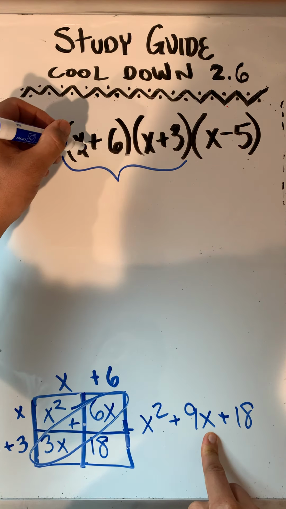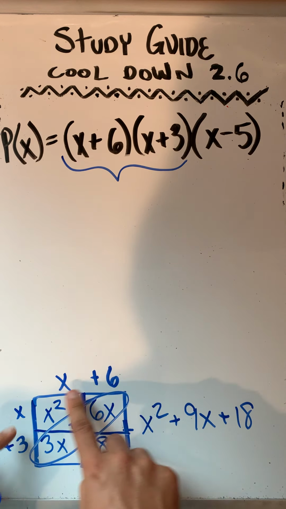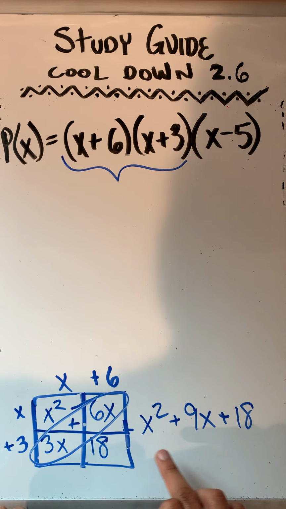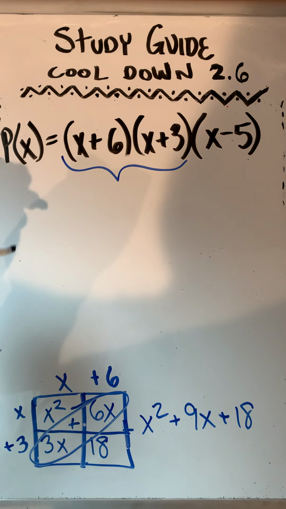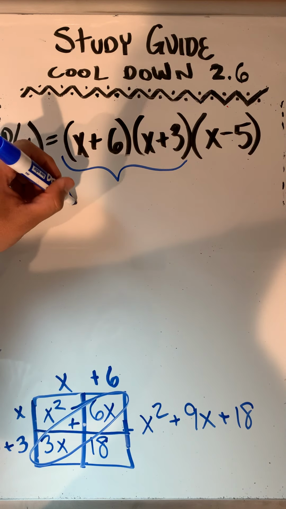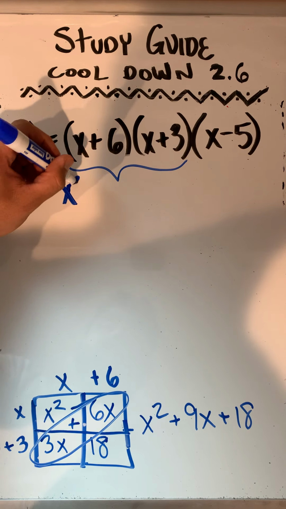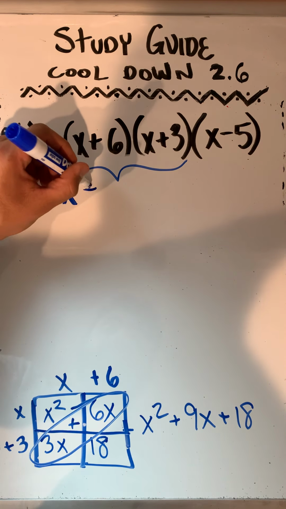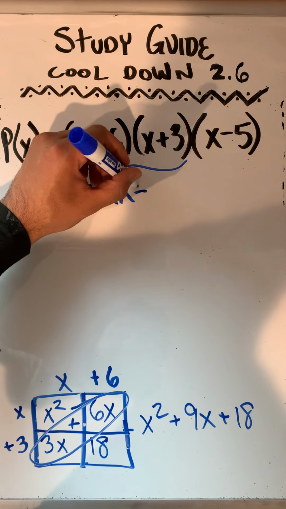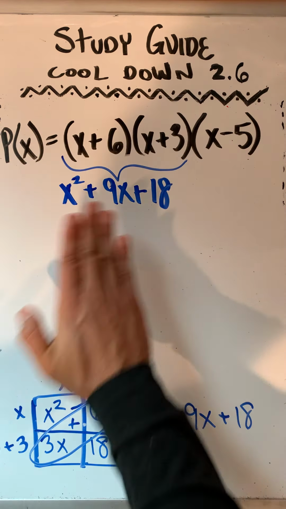So now we know that x plus 6 multiplied by x plus 3 gives us x squared plus 9x plus 18. And that's exactly what I'm going to write right beneath it to show my audience that the product of these two binomials gave me the trinomial that I'm writing right now. That is done.